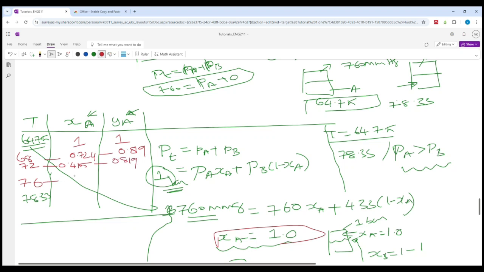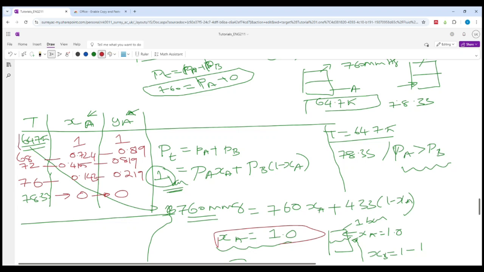Similarly, 76, it should be equal to 0.143. Just check the values whether they are correct or not. If not, send an email to me. This should be equal to 0 and this should be equal to 0. So this is already interesting.